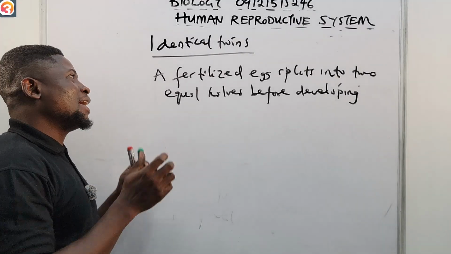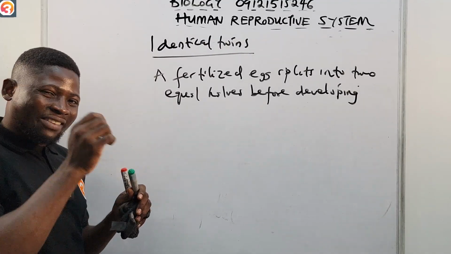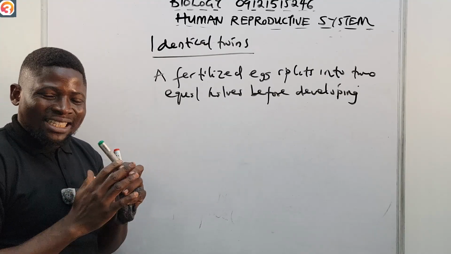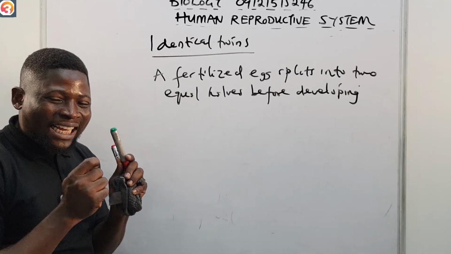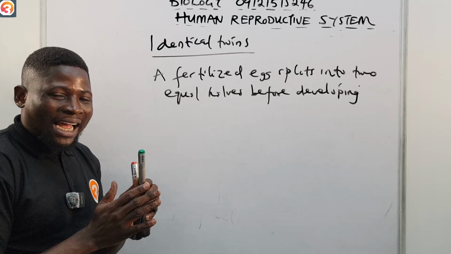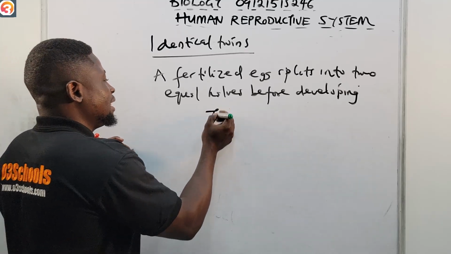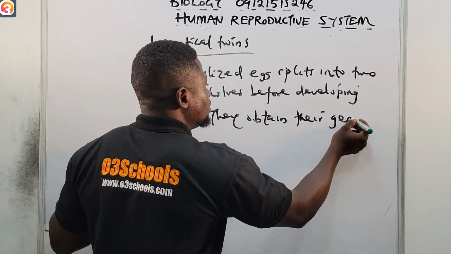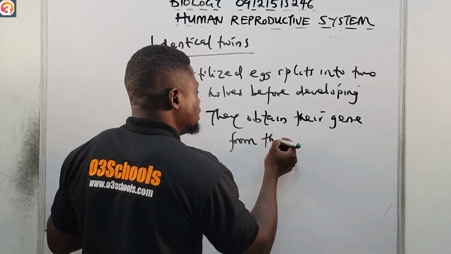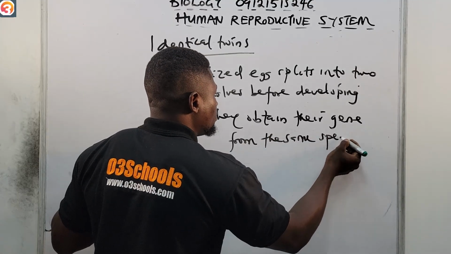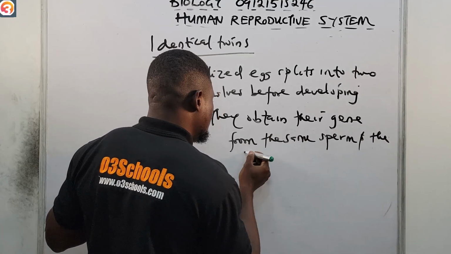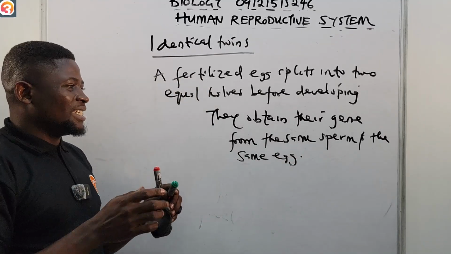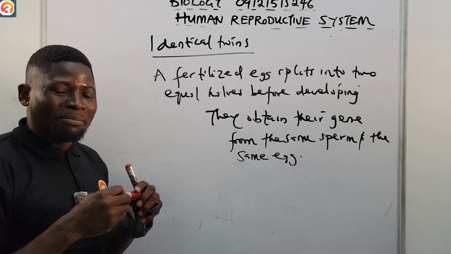Okay, so in case you see identical twins, or you have been asked a question on identical twins, you should know that it's a fertilized egg that splits into two equal halves before it starts developing. This means that they obtain their genes from the same sperm and the same egg, okay?